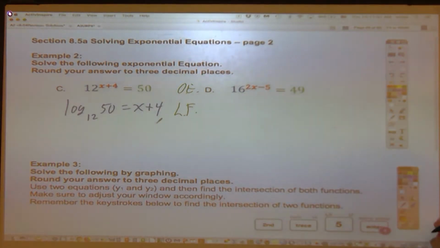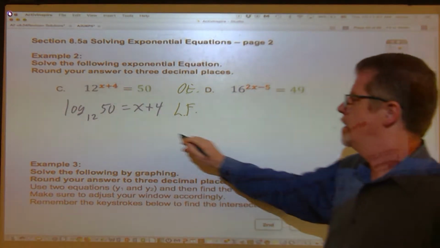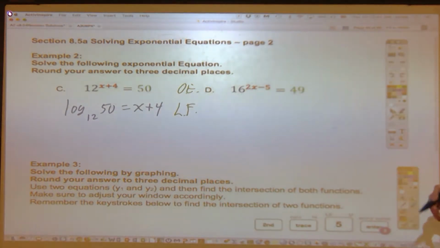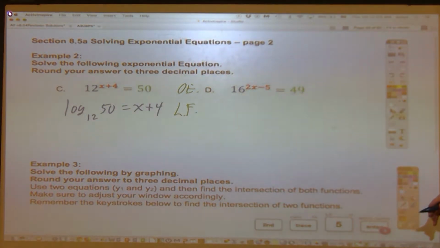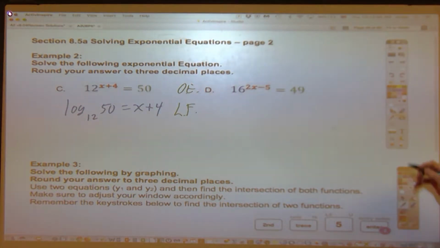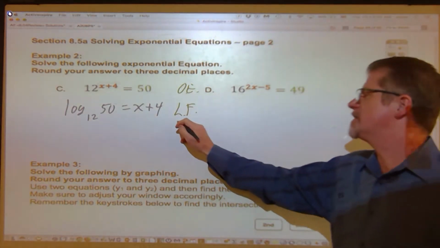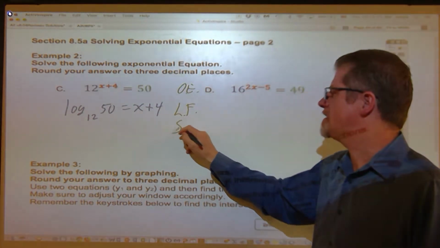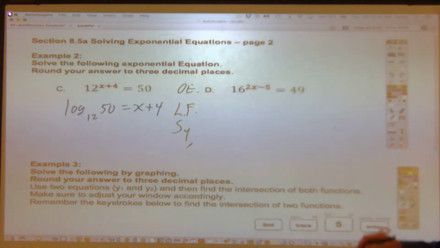A log is an exponent. And since the exponent is x plus 4, then the log had better equal x plus 4, and that's exactly what we have. Log base 12 of 50 is x plus 4. We will have solved for x if we can simply manage to find a way to subtract 4 from both sides.